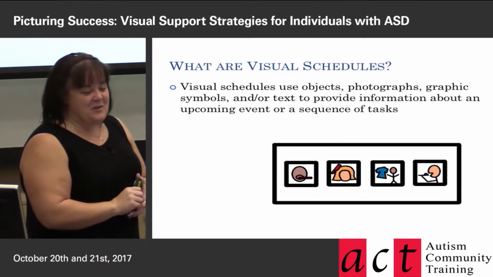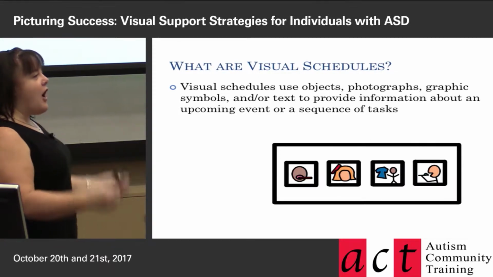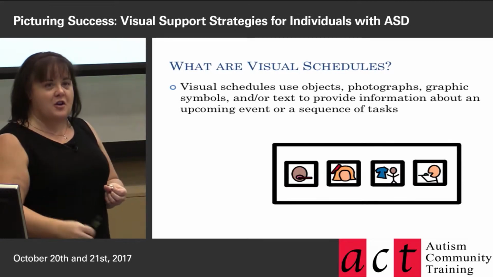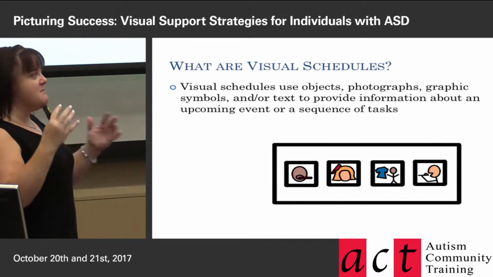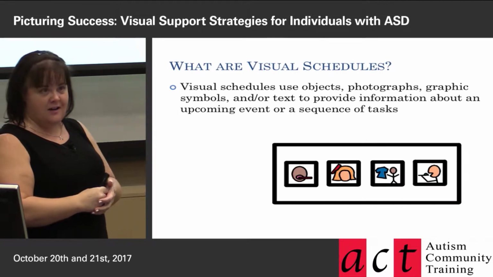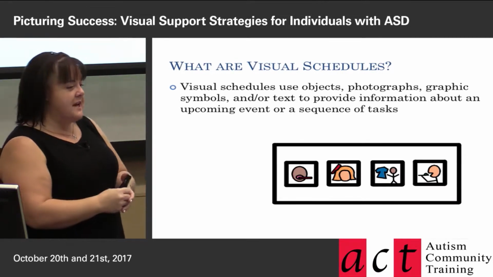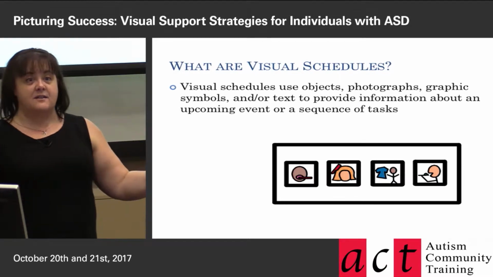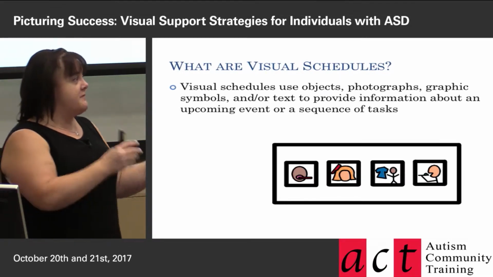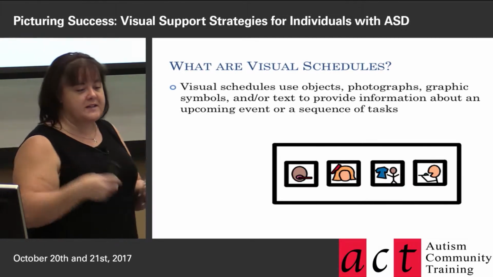So visual schedules, right? You can use object cues, you can use photographs, you can use graphic symbols, you can use text. It doesn't matter what kind of representation, but we're using a representation that's appropriate for the individual, and we're sequencing those representations to show what's happening first, second, third, fourth, right? A sequence of tasks.